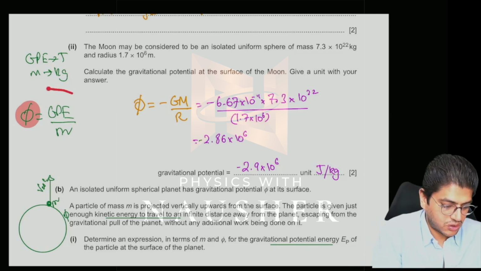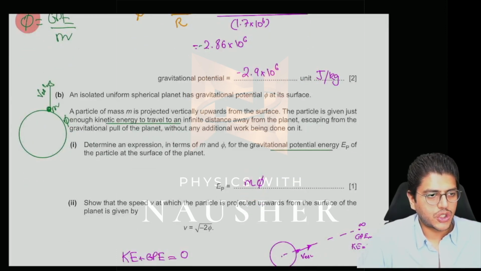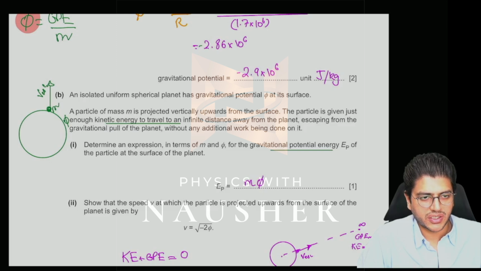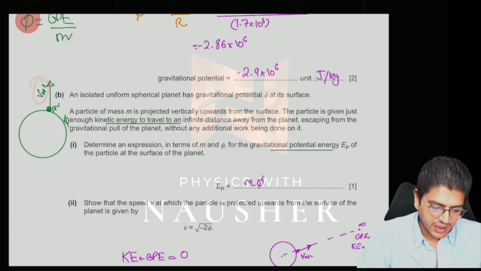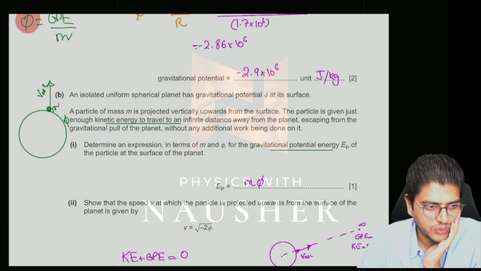I just explained this over here. What is gravitational potential energy? It's m times phi. And show that the speed at which the particle is projected upwards, so this escape velocity, is given by this expression, the square root of minus 2 phi.